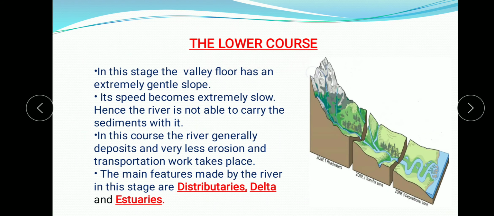The lower course. In this stage, the valley floor has an extremely gentle slope. Its speed becomes extremely slow. Hence, the river is not able to carry the sediments with it. In this course, the river generally deposits and very less erosion and transportation work takes place. The main features made by the river in this stage are distributaries, delta, and estuaries. Features of lower course.